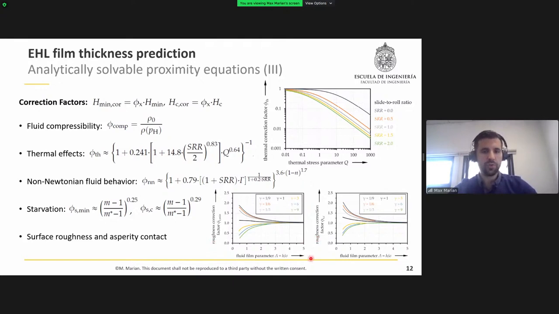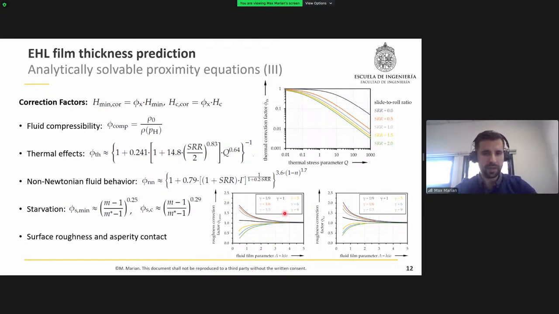And similar to the very well-known flow factor method from Patir and Cheng, they derived corresponding correction factors to adjust the minimum and the central film thickness depending on the orientation of the surface topography and also the ratio of the smooth lubricant gap to the quadratic mean surface roughness, so what we know as the fluid film parameter.